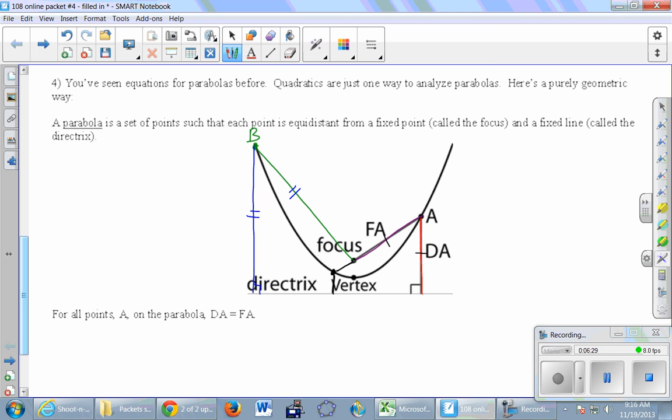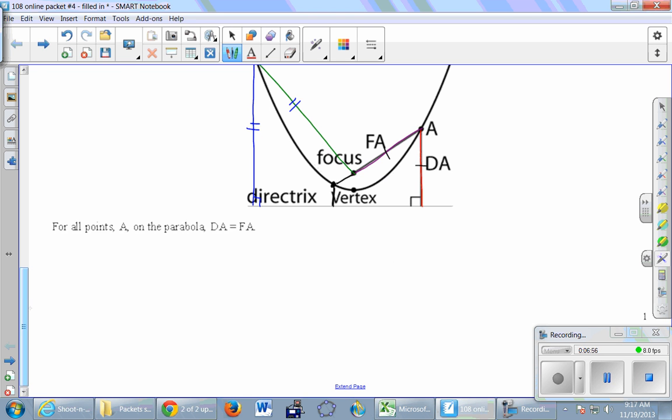And that's written up right here: for all points A on the parabola, distance dA is equal to FA. I have no idea what dA means. I guess the distance between the directrix and A, and then the distance between the focus and A. So that's what it means, but this is kind of a strange way to write that. Now, of course, I wrote it, so I have nobody else to blame, but it's a little bit weird. Okay, so that's our geometric definition of the parabola.